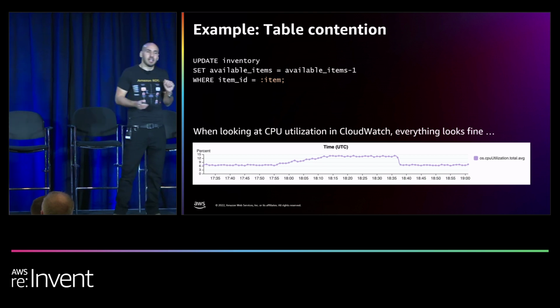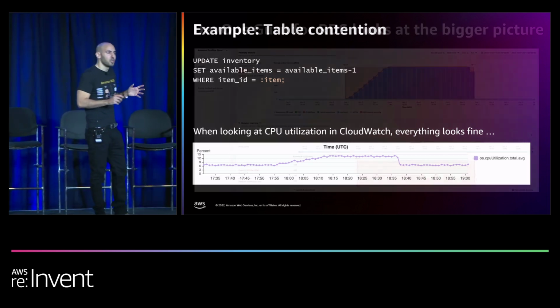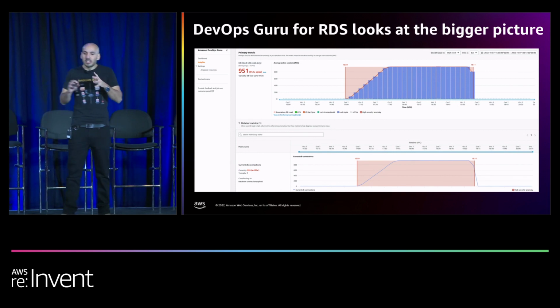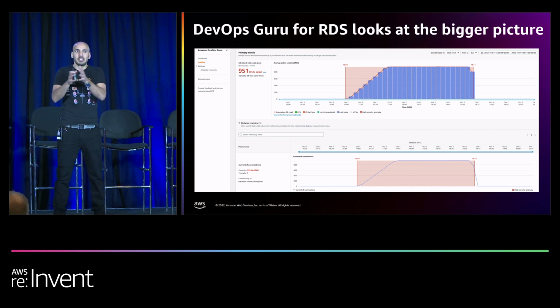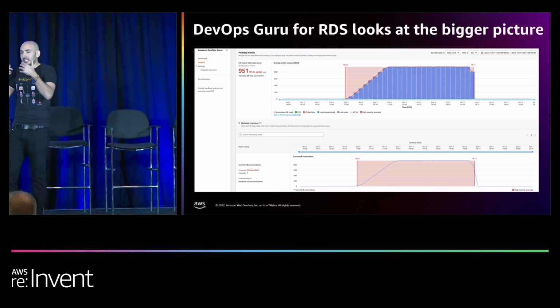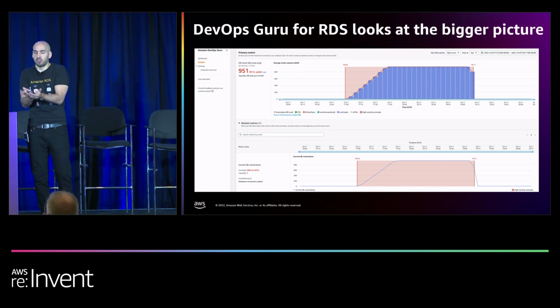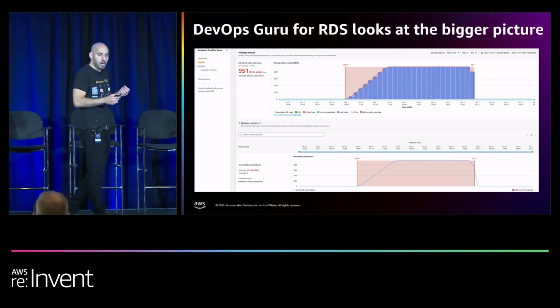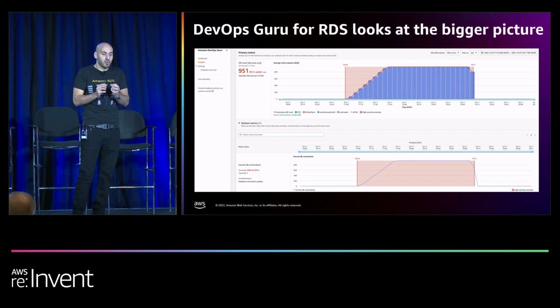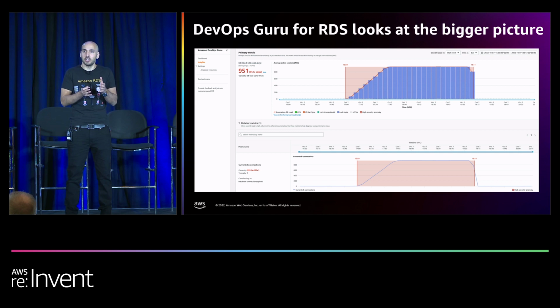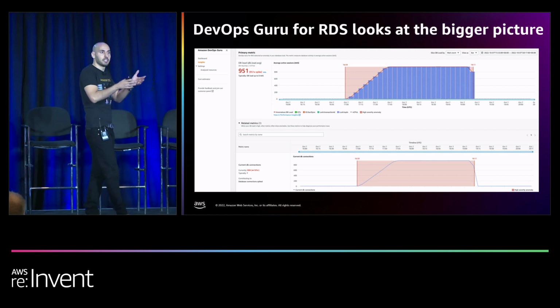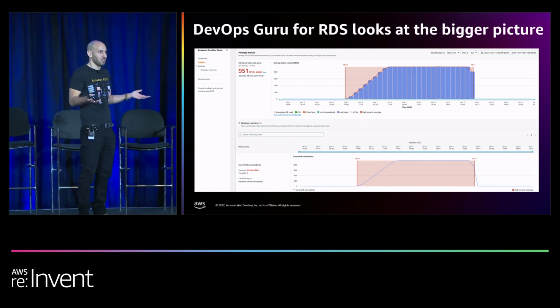DevOps Guru for RDS understands that it's not enough to look only at the CPU. It looks at the bigger picture. By understanding the typical workload trend, and looking at the average active sessions and the wait events, it can identify the root cause of the performance bottleneck. So in this case, it found 951 times more database load, or more average active sessions, compared to a similar typical time period. Obviously, something is wrong here.